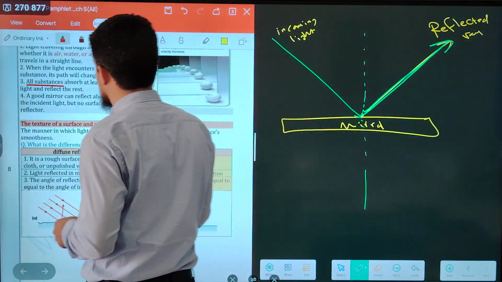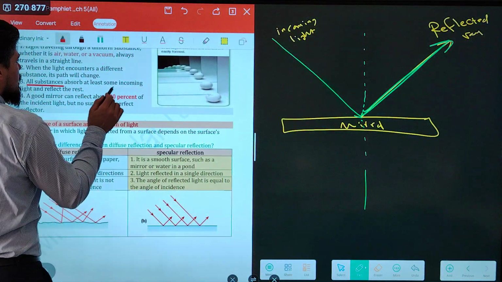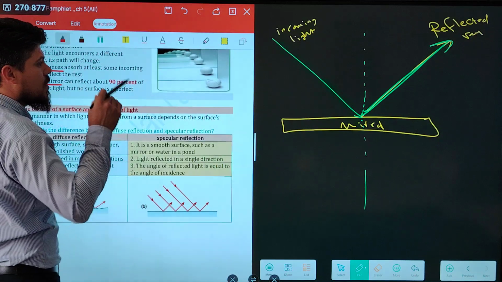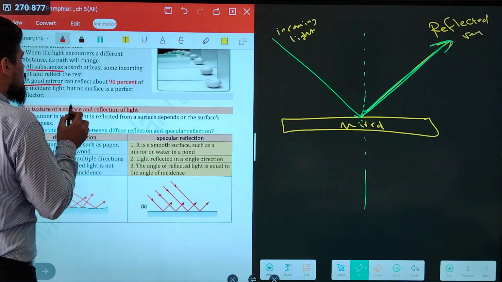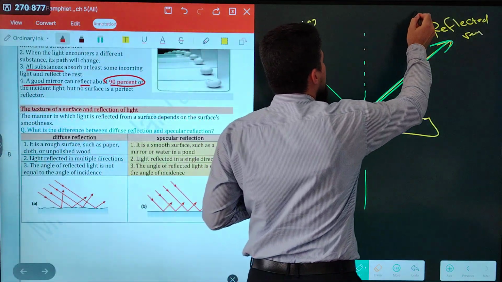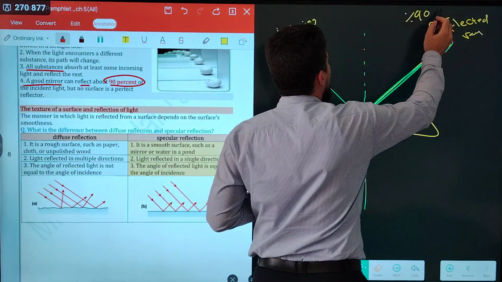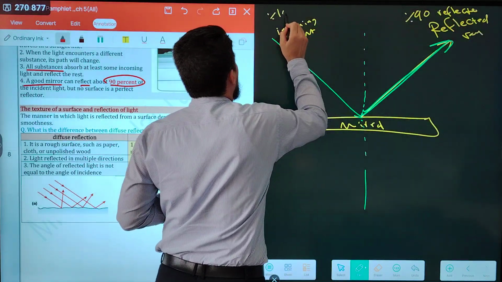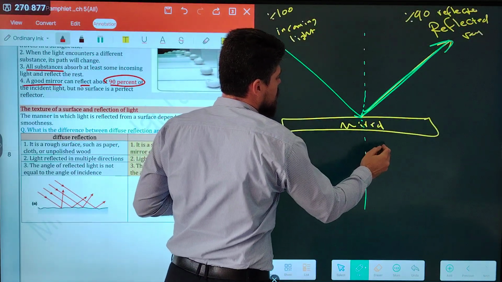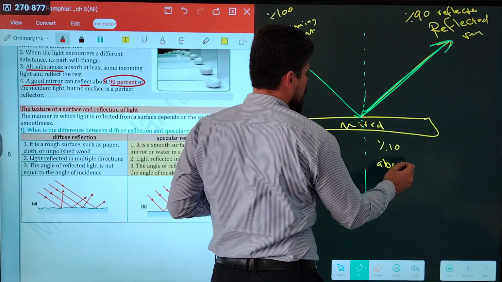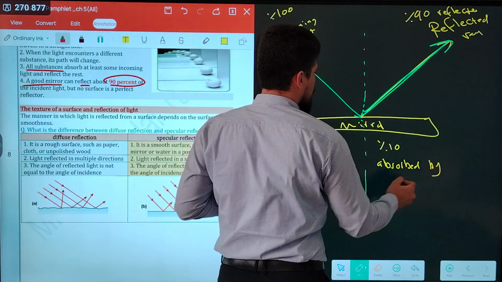All substances absorb at least some incoming light and reflect the rest. A good mirror, a perfect reflector, can reflect about 90%. So in this case, 90% of the light is reflected. Here we had 100%. What happened to the 10%? The 10% is absorbed by the surface.